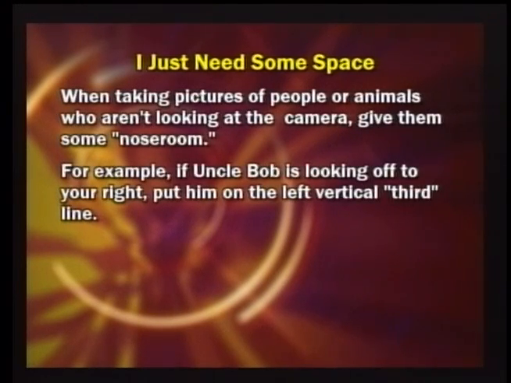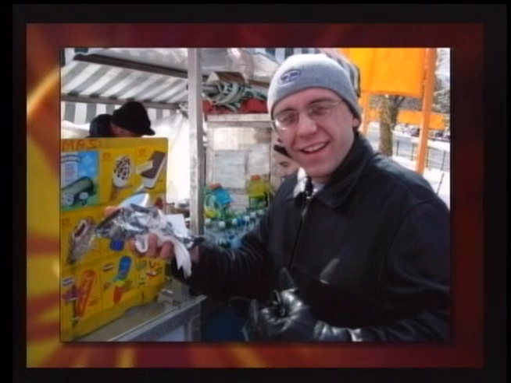Let's move on to the next principle, and this is something we've all heard before: I just need some space. What I mean by that is that when taking a picture of people or animals who aren't looking at the camera, give them some nose room. Give them some space in front of where they're looking. For example, if Uncle Bob is looking off to your right, put him on the left vertical third line from the rule of thirds. That gives him some space in front of his face, and it makes the picture feel a lot more natural.